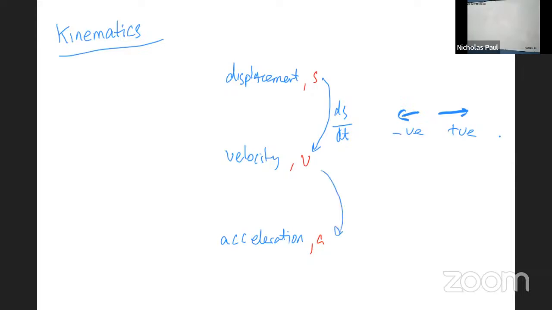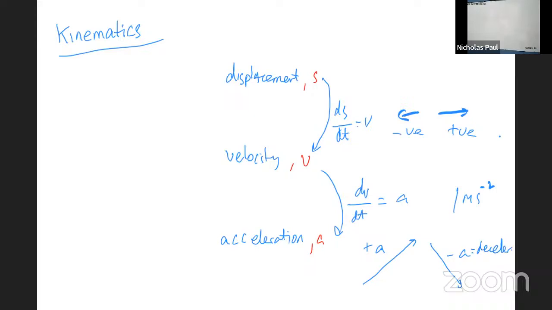What's acceleration? Acceleration is the change in velocity over time. That's the acceleration. SI unit, ms^-2. We need to remember a few things. If a body has an increase in velocity, you have a positive acceleration. If you have a decrease in velocity, you have a negative acceleration, which we call deceleration. Okay, so you need to remember those things.